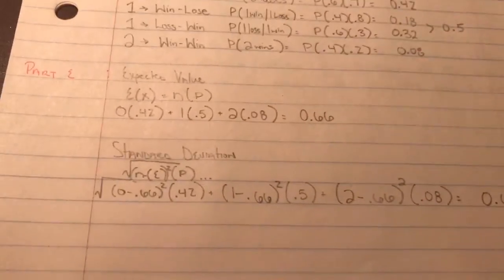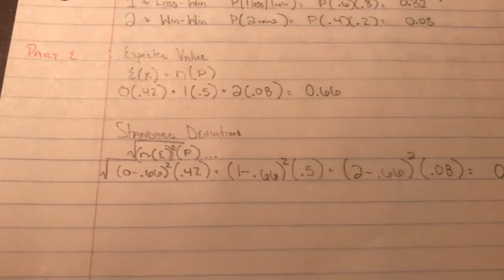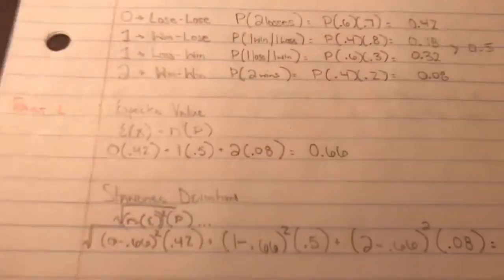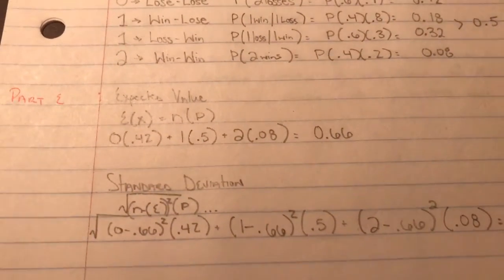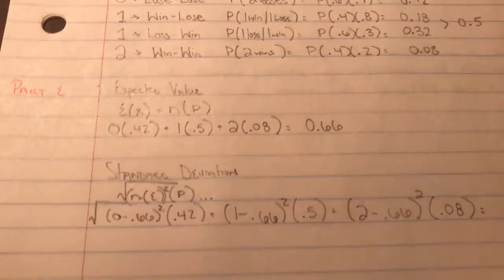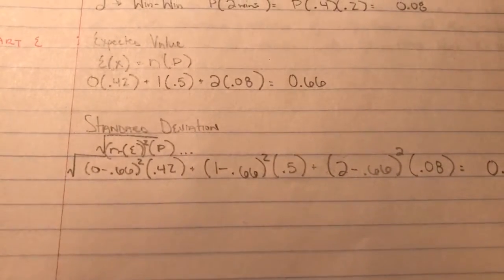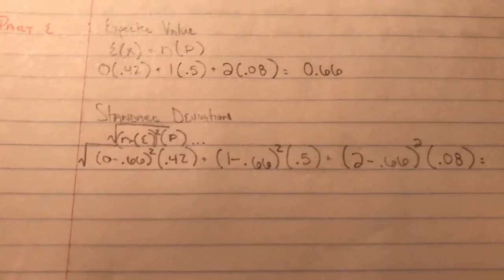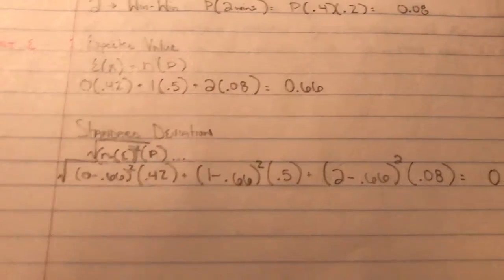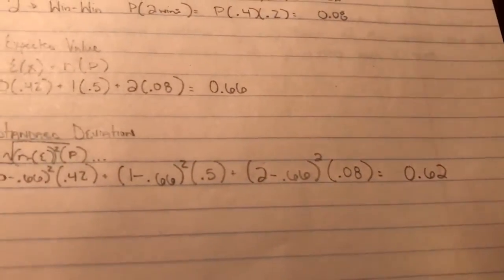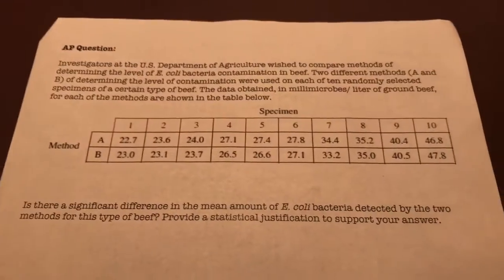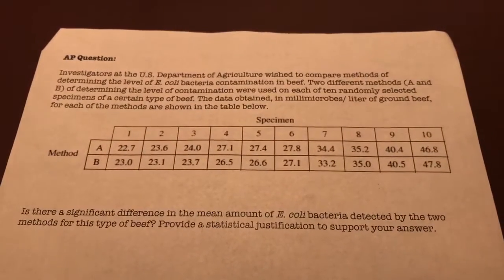Moving on to part E of this question, I want you to find the expected value and standard deviation. Use your expected value formula right there, plug in all your numbers. You get 0.66. Come down to your standard deviation formula right there, plug in all your numbers again, and you're going to get 0.62. Now moving on to the AP question, the final question.